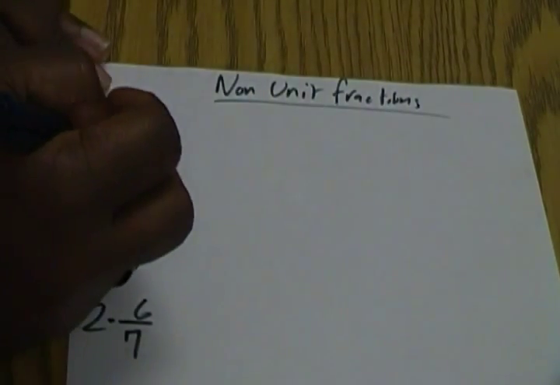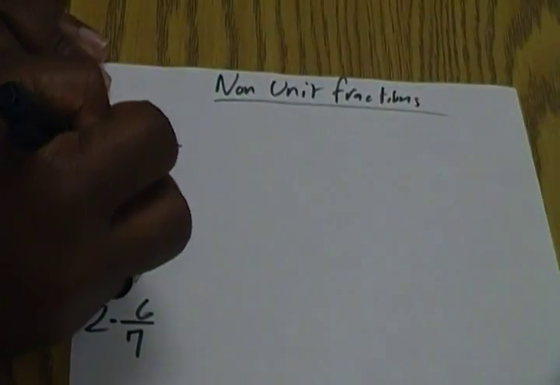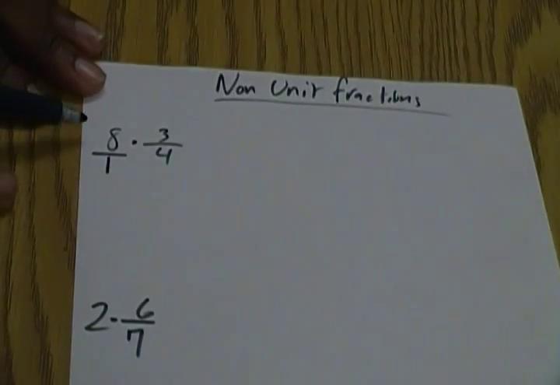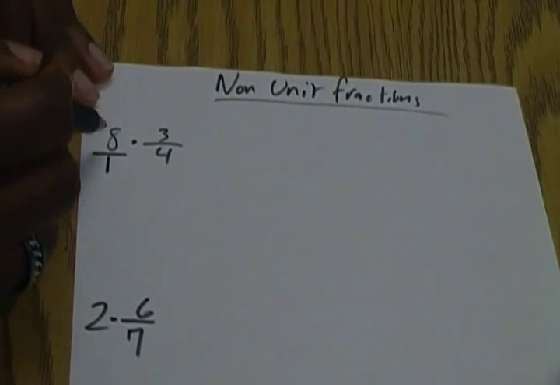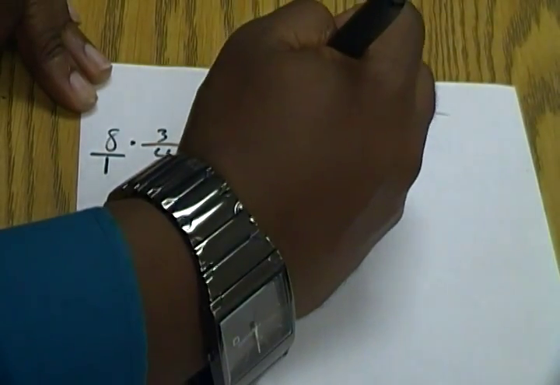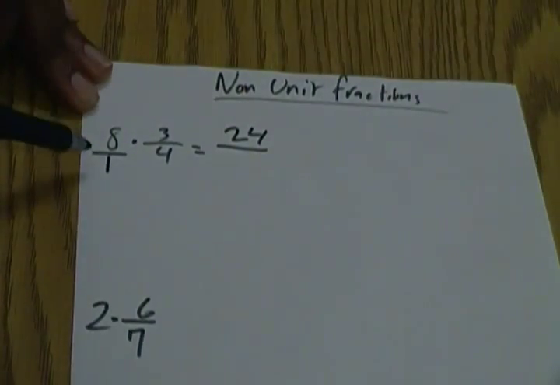So what you do first, you have to make your whole number into a fraction. So you're always going to put whatever your whole number is over 1. So then we're going to just go ahead and multiply. So we're going to do 8 times 3, which gets you 24. 1 times 4 gives you 4.